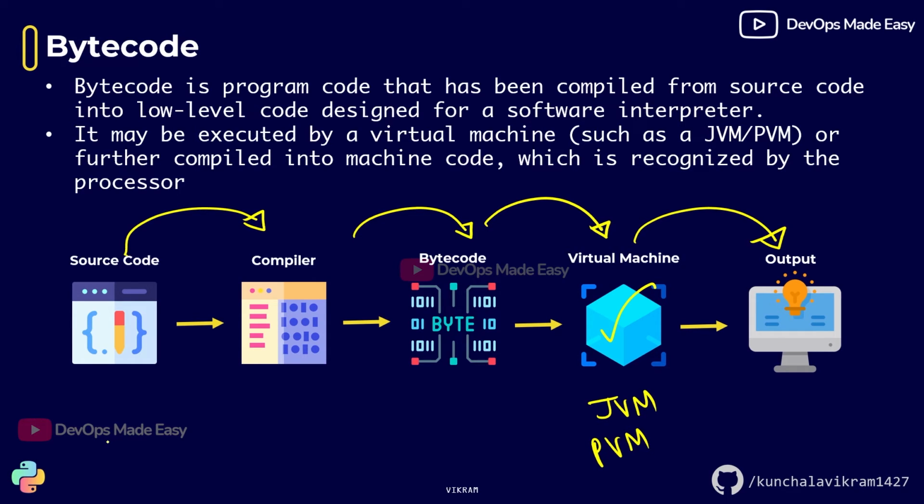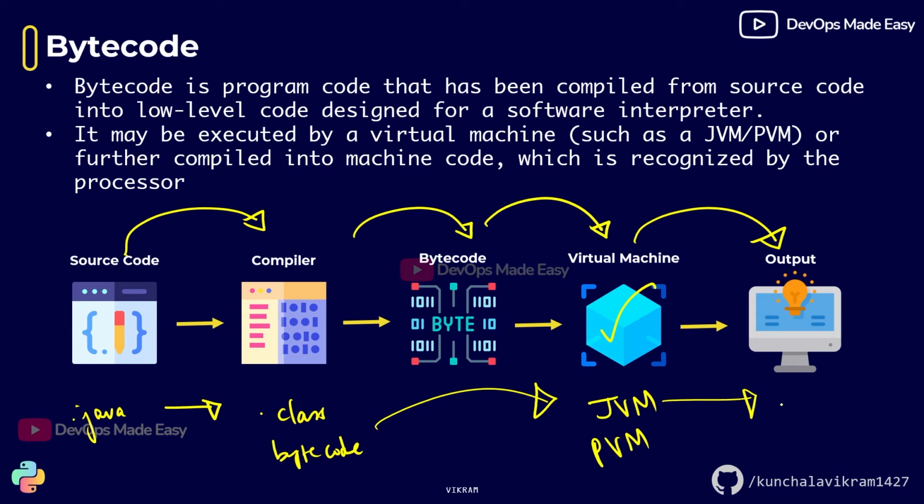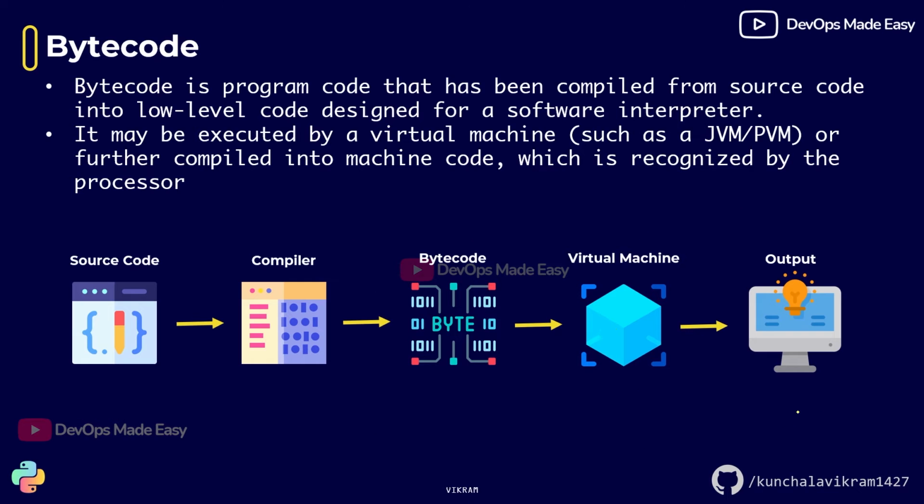In the case of Java, we have the .java files, which are first compiled into .class files. These are known as bytecodes. This bytecode is given to a Java virtual machine, which is responsible for converting your source code into zeros and ones, which is basically your machine code. In an interpreted language it is somewhat different.